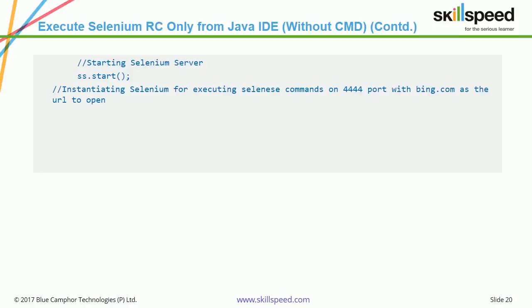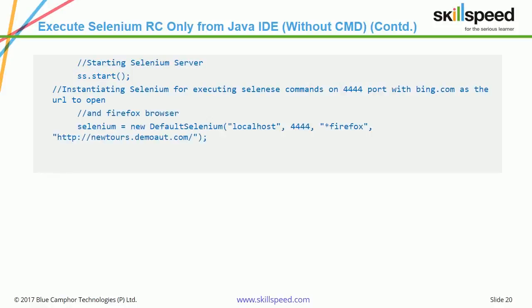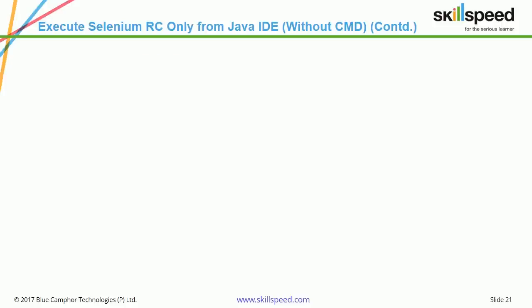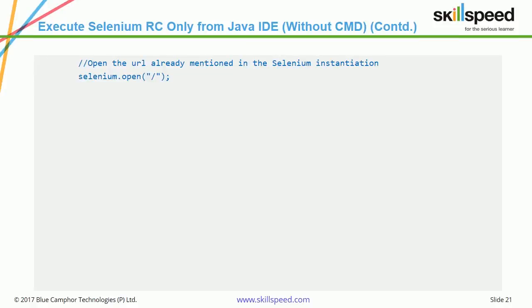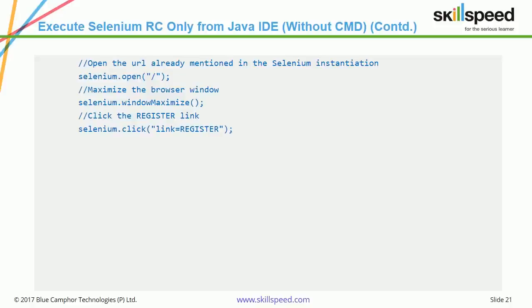Now we are instantiating the Selenium using selenium is equal to new DefaultSelenium, and we are giving the localhost, 4444 port number, the browser, Firefox, and the newtools.demoaut.com website. And then I am starting the Selenium RC API using selenium.start. This will start the Selenium for us. And we are going with the remaining of the program like the previous one, using selenium.open slash to open the newtools.demoaut.com website. Then we have the selenium.windowMaximize to maximize the window. We are clicking on the register link using selenium.click link equals register.